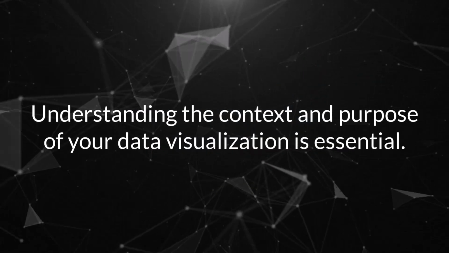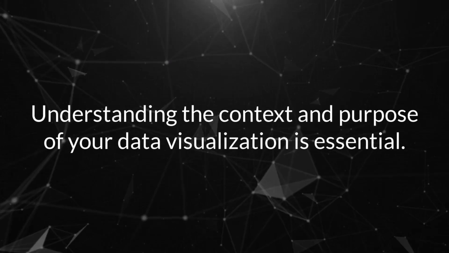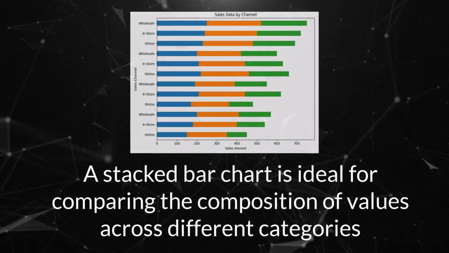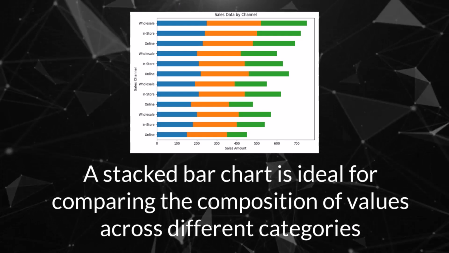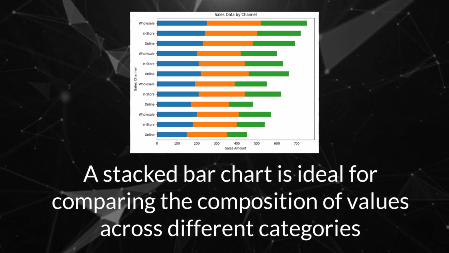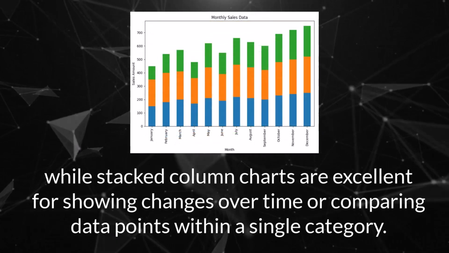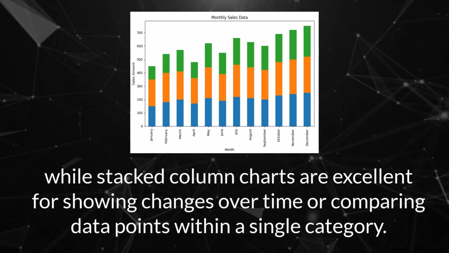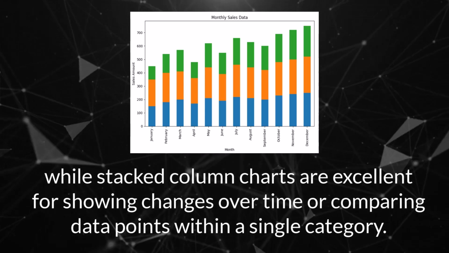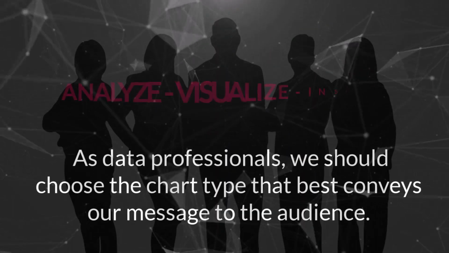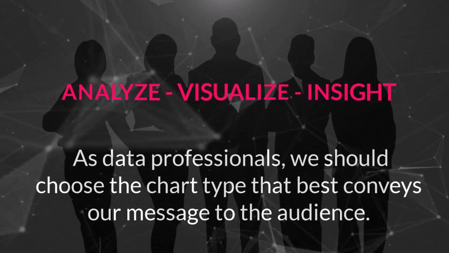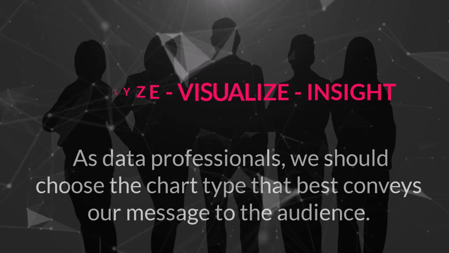Understanding the context and purpose of your data visualization is essential. A stacked bar chart is ideal for comparing the composition of values across different categories, while stacked column charts are excellent for showing changes over time or comparing data points within a single category. As data professionals, we should choose the chart type that best conveys our message to the audience.